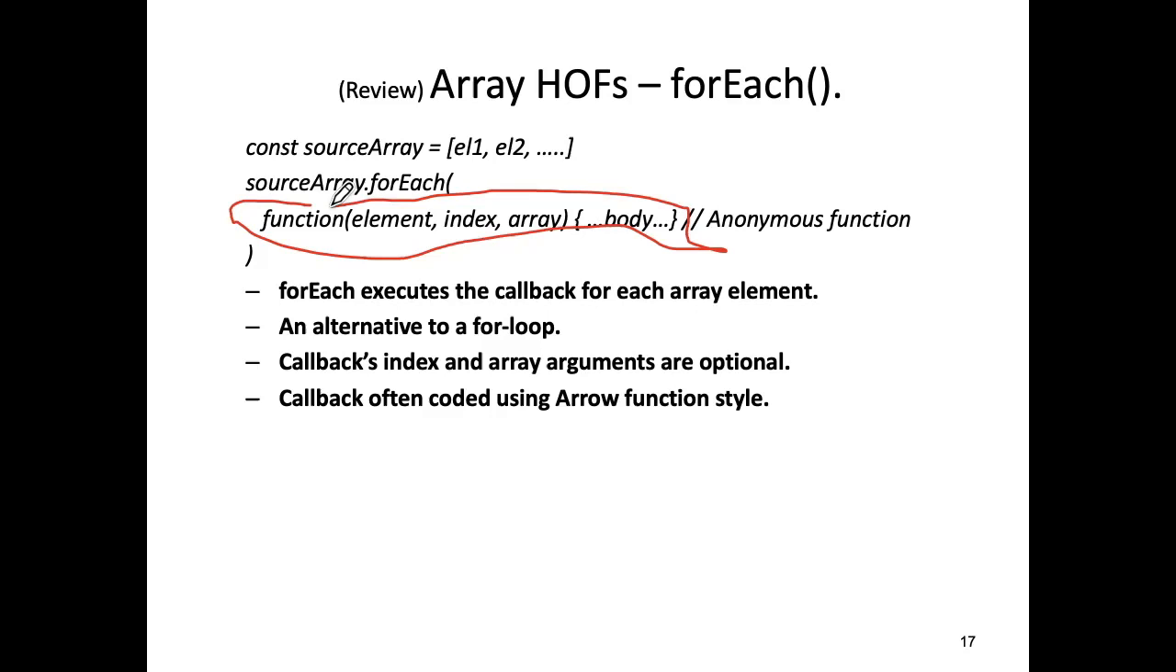There's no point in giving it a name. And somewhere within the body of forEach, and we don't have to look at it, what forEach does is it invokes this function once for each element in the source array. For each invocation, it passes in the current element that's being processed, the index position of that element, and the entire array, as it turns out. And then whatever the body of the callback does, it does it for that particular element. So forEach is an alternative to the loop.